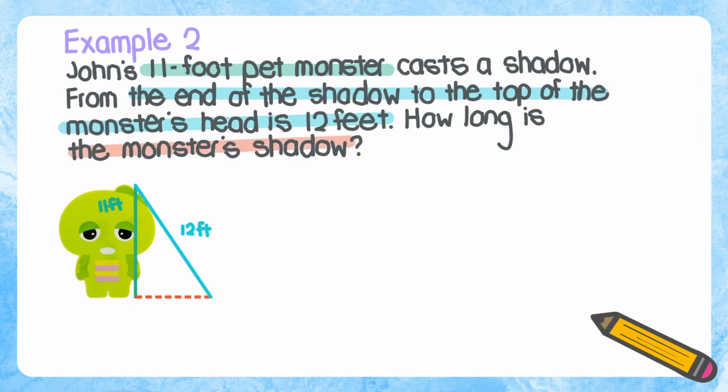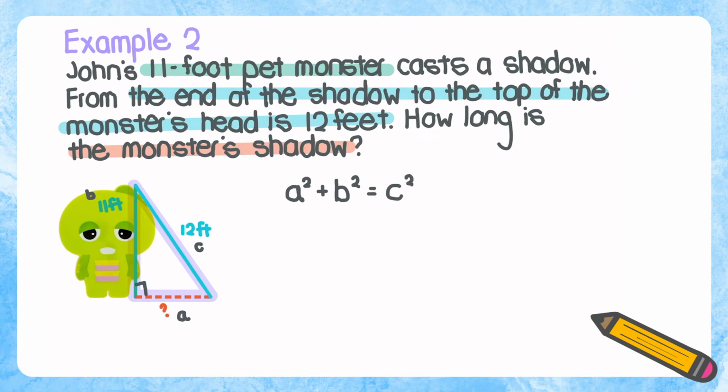And the problem asks for the length of the shadow. So how long is this length right here? So we visualized the problem and sketched it out. And notice how we have a right triangle here. Which sides are the legs and which side is the hypotenuse? Well, for this problem, we have one unknown leg, the other leg is 11 feet, and we know the hypotenuse is 12 feet. So from here, we can set up our problem and solve for it using the Pythagorean theorem.